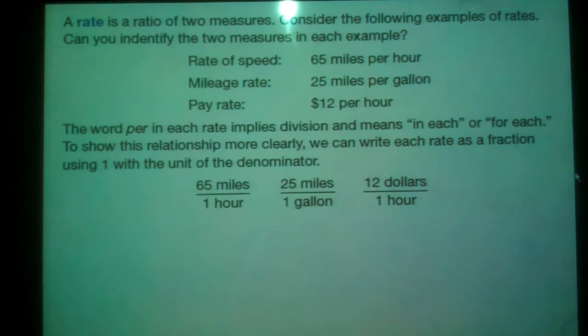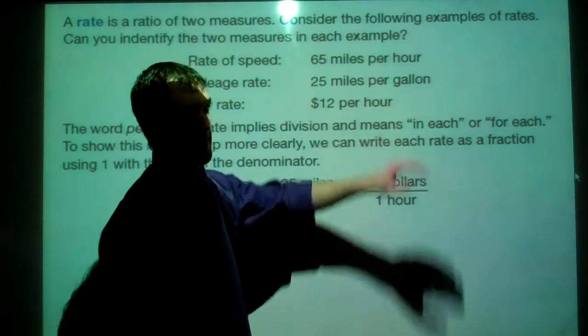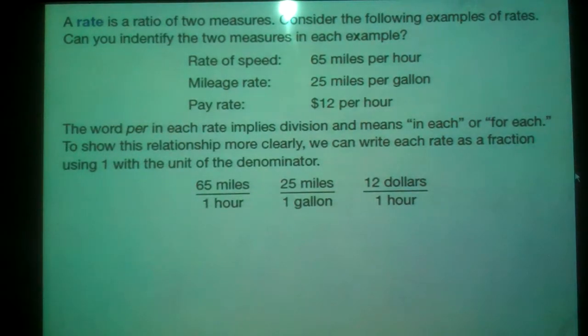Alright, we're going to consider the following examples here, and can we identify the two measures in each example? Rate of speed. We see this one all the time on a daily basis, 65 miles per hour. The two measures here would be distance and time. So miles per hour, or distance per time. Mileage rate, 25 miles per gallon. Distance per capacity. Pay rate, that's a big one, $12 per hour. Monetary value per time. Okay?